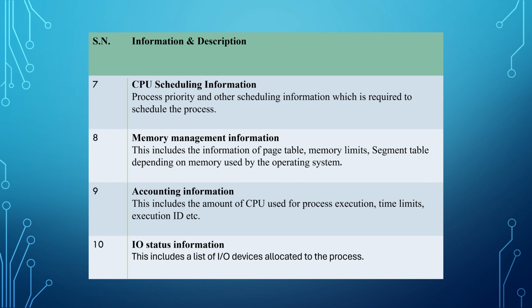Ninth one, accounting information. This includes the amount of CPU used for process execution, time limits, execution ID, etc. Tenth one, input output state information. This includes the list of input-output devices allocated to the process.